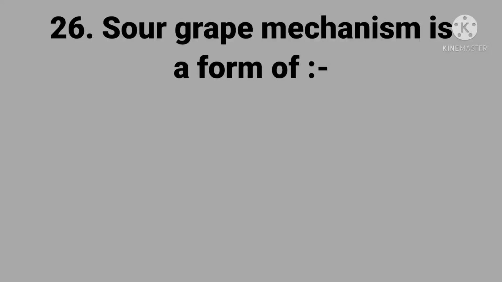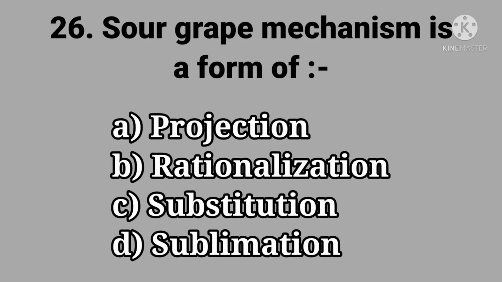Next question, sour grape mechanism is a form of. The options are projection, rationalization, substitution and sublimation. Sour grape mechanism, that is, the grapes out of reach are sour. It is a form of rationalization.